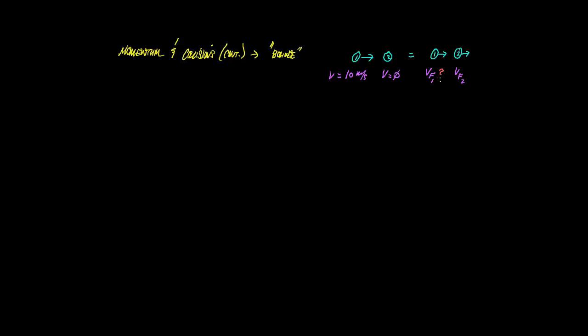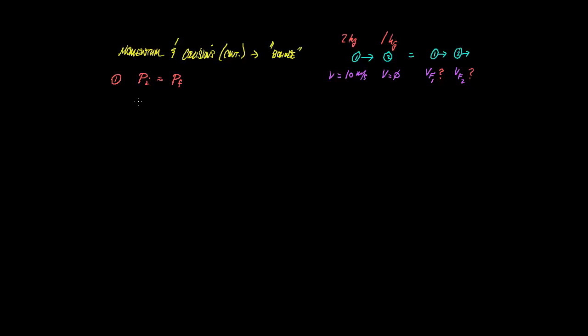So we have to find out there. Let's give them a mass, I don't know, 2 kilograms, 1 kilogram, just again for easy numbers. Now we have two unknowns here, so we're going to need two equations. The first equation, which we always go to for collisions, or most of the time, is the conservation of momentum.